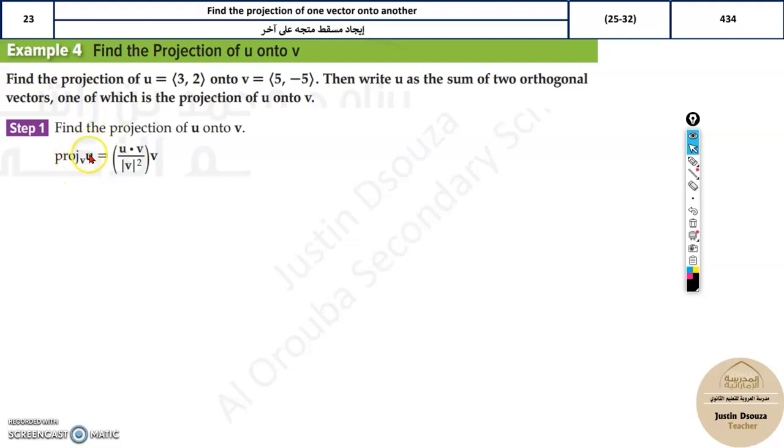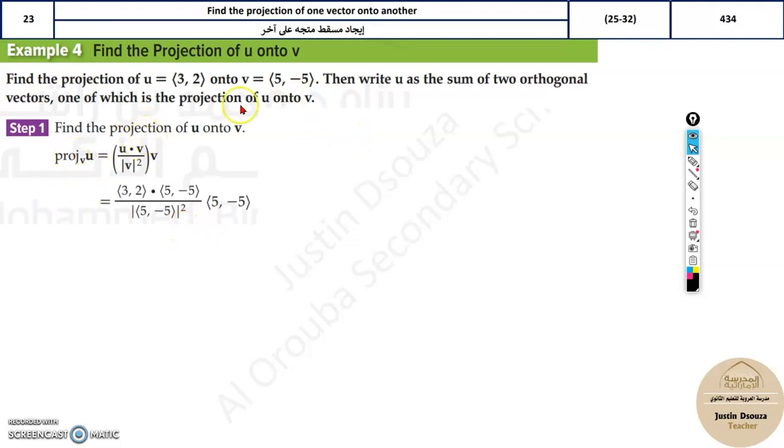So the projection of u onto v will be u dot product v divided by the magnitude of v, the whole square, multiplied with v. Now, if it was v onto u, if the vector v was projected onto the vector u, then this would change, obviously. The dot product would remain the same, because v dot u and u dot v are the same thing. But over here it would be u and u. So please remember what is projected onto what.